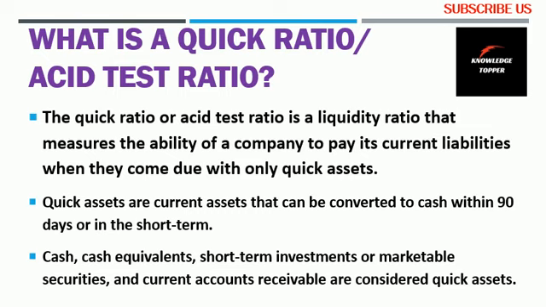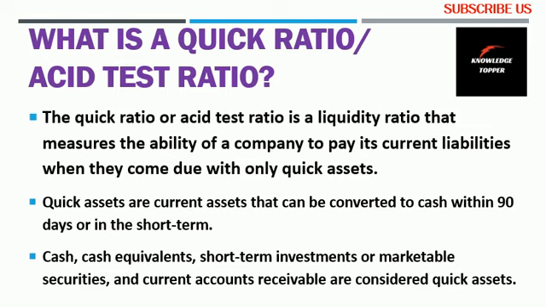Examples of quick assets are cash and cash equivalents, short-term investments, marketable securities, and current accounts receivable. These all are considered quick assets. Though inventory and prepaid assets are also part of current assets, we are mainly talking about the quick ratio, so we only consider quick assets. Inventory and prepaid assets are not part of quick assets because they are not easily converted into cash, in terms of liquidity.